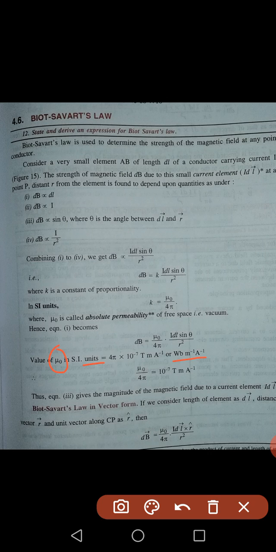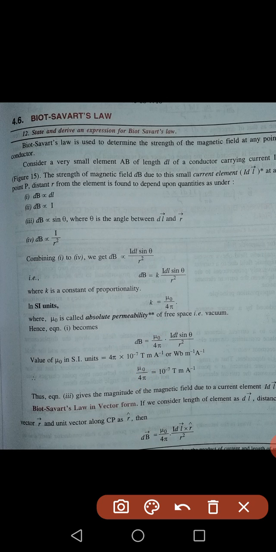Weber means magnetic flux. We'll discuss about it later on. Anyways, you write this unit better: Tesla meter per ampere. Then, if you substitute the value of mu naught here, this 4 pi and this 4 pi will get cancelled. Ultimately, what we are getting in this place is 10 to the power minus 7.